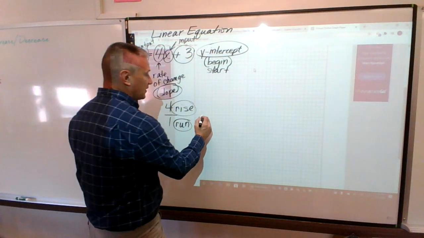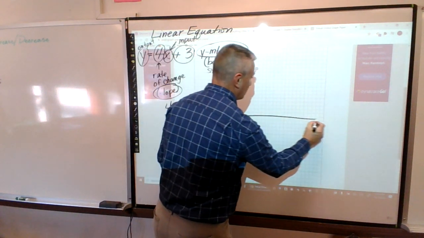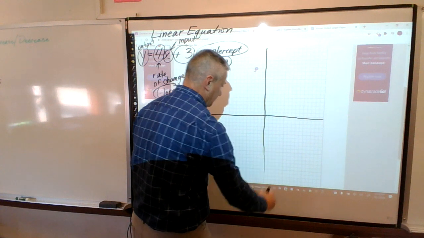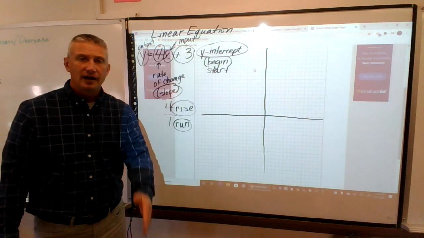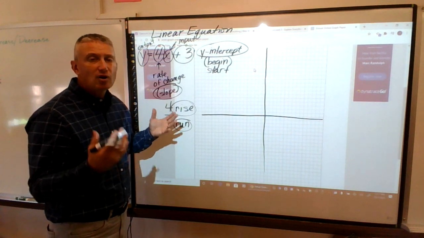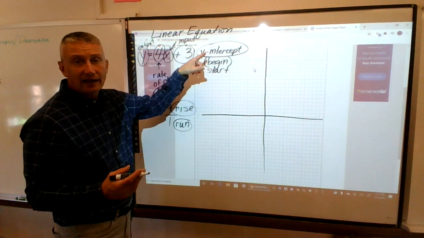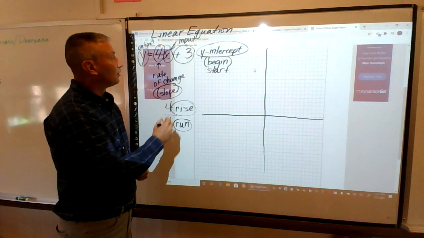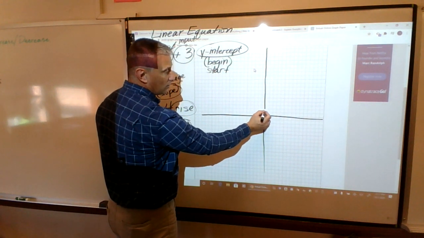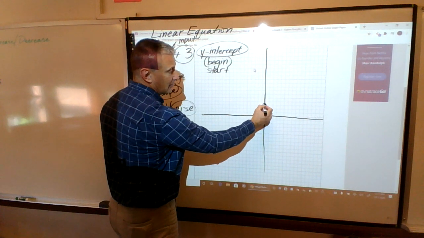So here is my graph paper. There's my x-axis. There's my y-axis. Now, I know you can't see the graph paper extremely well here, but I am going to begin on the y-axis at the number positive 3, which means I start at 0, 0, and go up 1, 2, 3, and I put a dot right there.